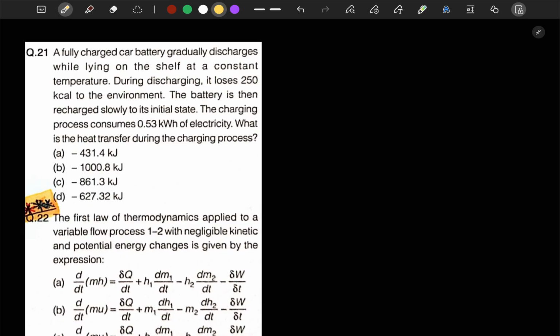Okay, so let's do it. Kilocalorie. So let's first draw a battery. So let's say this is the battery. It is mentioned that the battery loses heat at a constant rate.